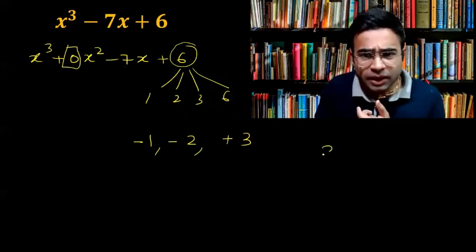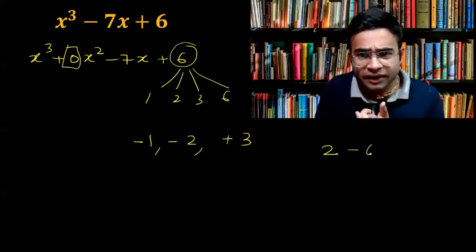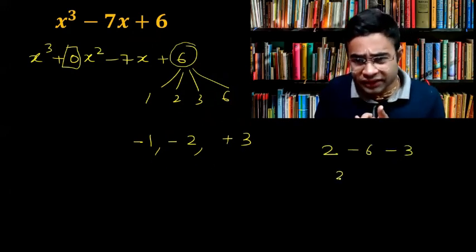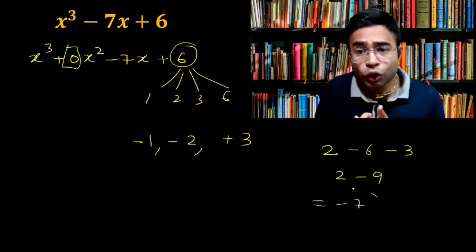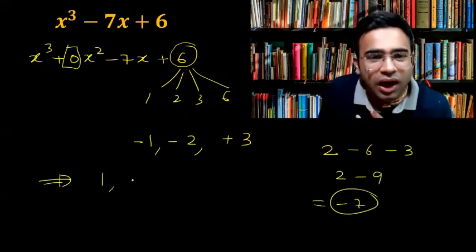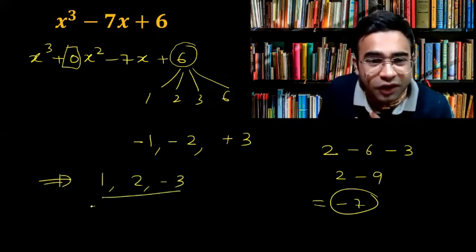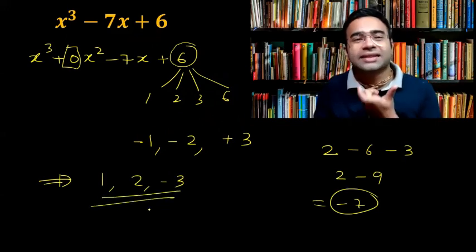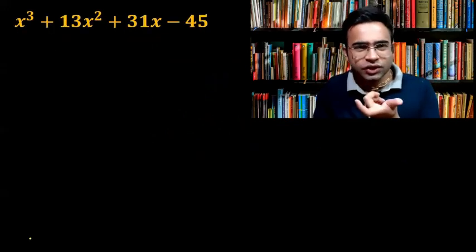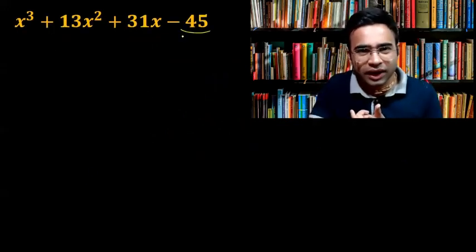Can you have the last verification? -1 into -2 becomes 2. -2 into 3 becomes -6. 3 into -1 becomes -3. And that's 2 minus 9. That becomes -10. Oh, the last verification is done. So finally, what is the answer? Change the sign. 1, 2, -3. Wasn't that quick, kids? That's the beauty, kids. Okay, let's try one more. The last one.